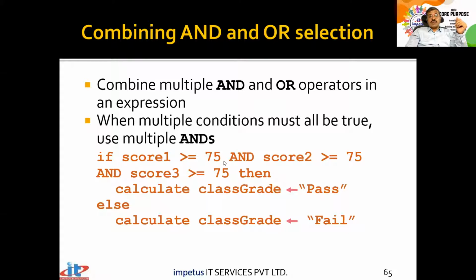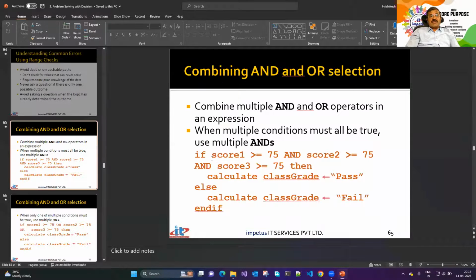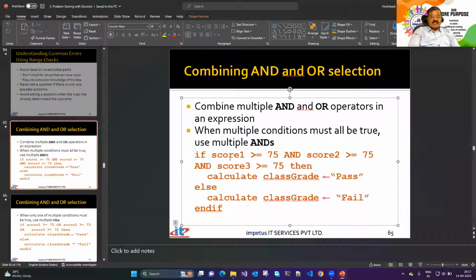The first condition is score 1 greater than or equal to 75. Second is score 2 greater than or equal to 75. Third is score 3 greater than or equal to 75. When all the three conditions are true, then we'll say pass. Otherwise, we'll say fail. What I would advise you is, while you're doing this, if there is more than one condition, my advice would be to put them in brackets.